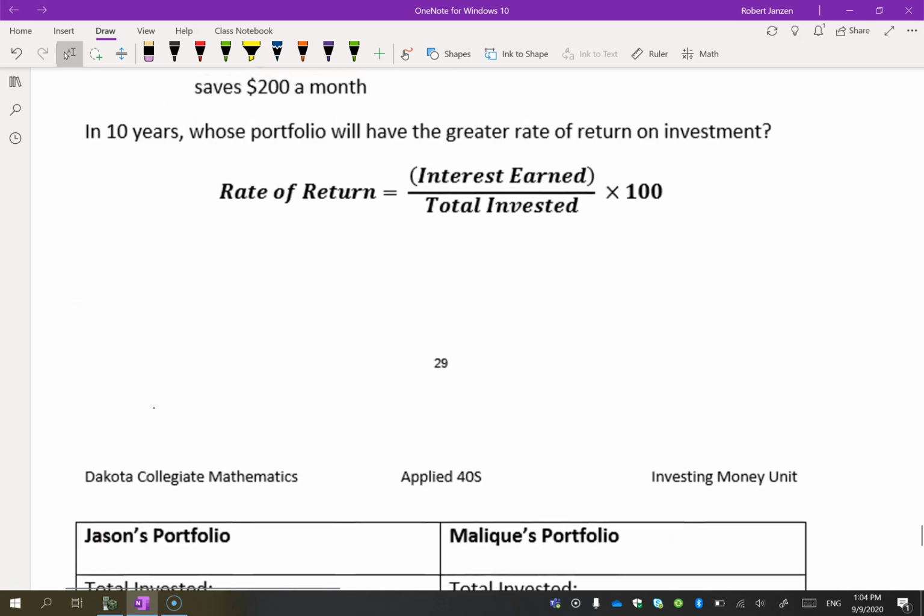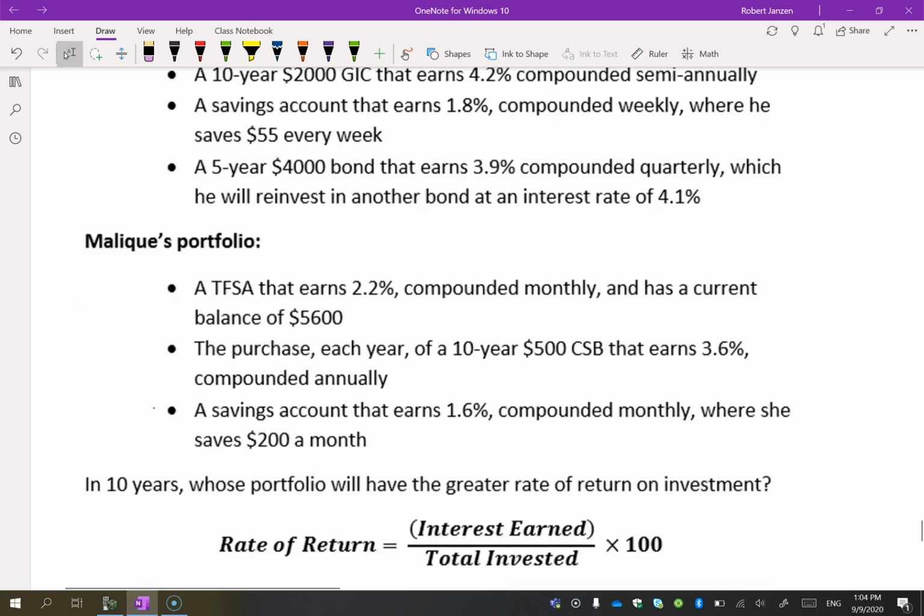Okay, let's look at Jason first. Oh, by the way, where did Malik's savings come from? 200 a month. So 200 times 12 times 10. Okay.